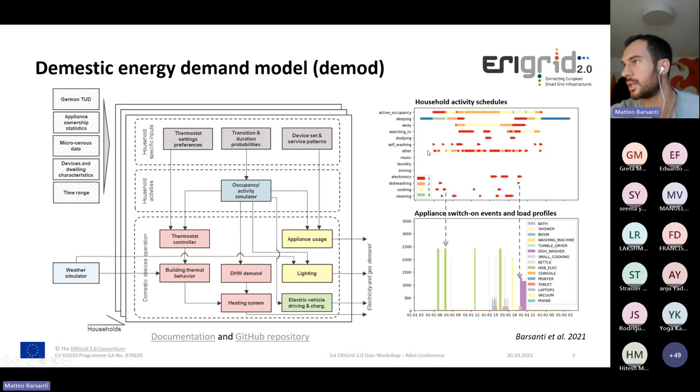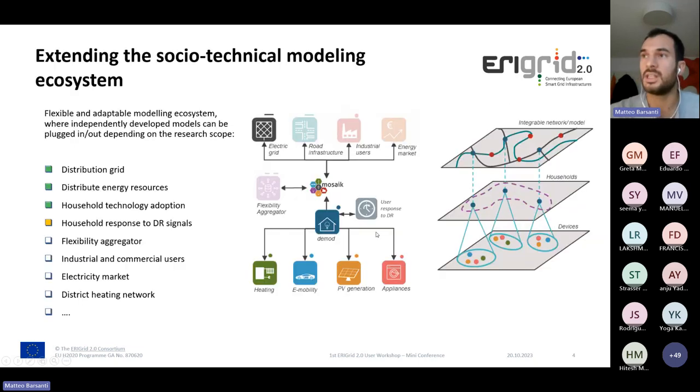Here you can see a typical activity sequence, and how the switch on and off events for different appliances are generated. So what we did in the previous project was to couple this model with other complementary models like the electric grid and different distributed energy resources.